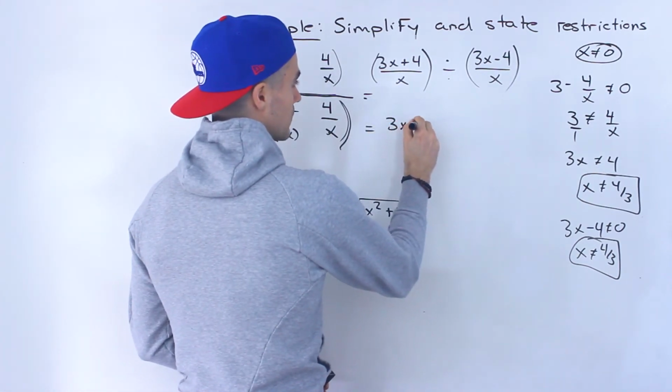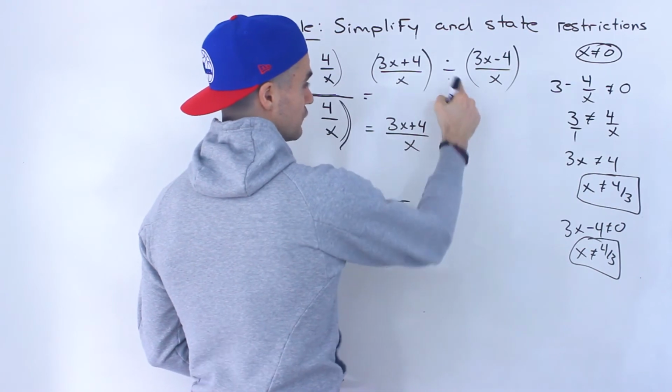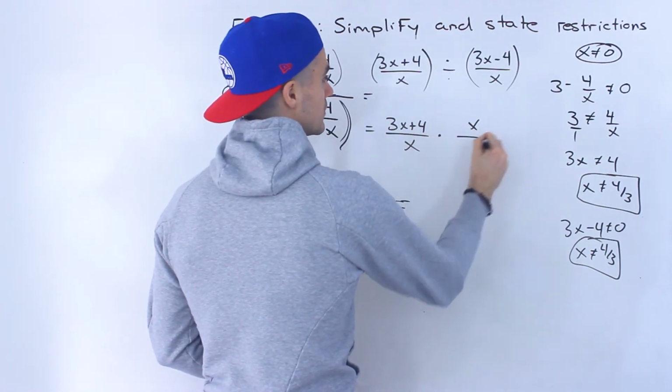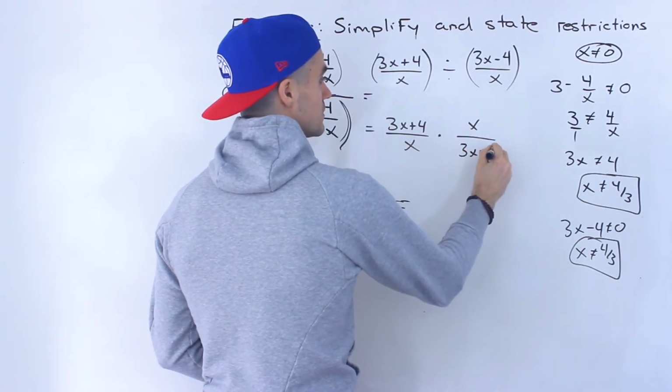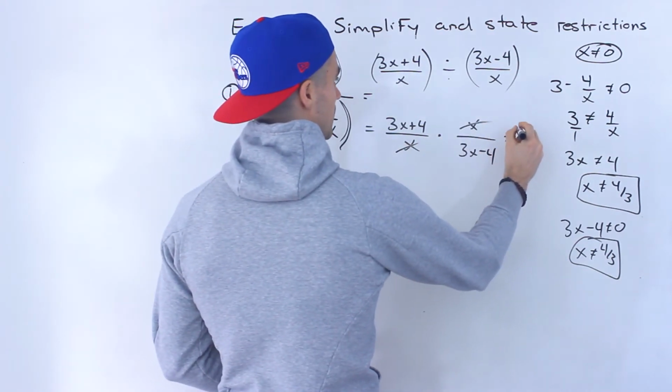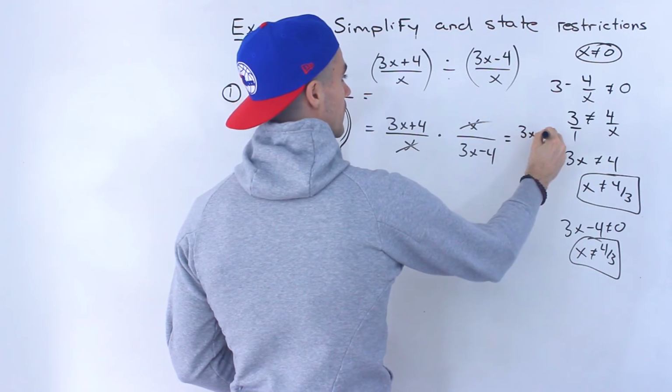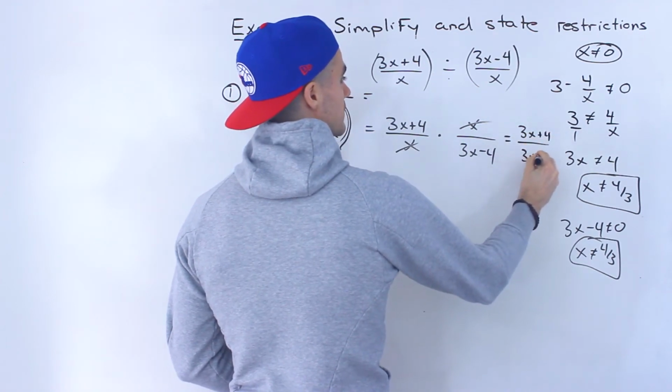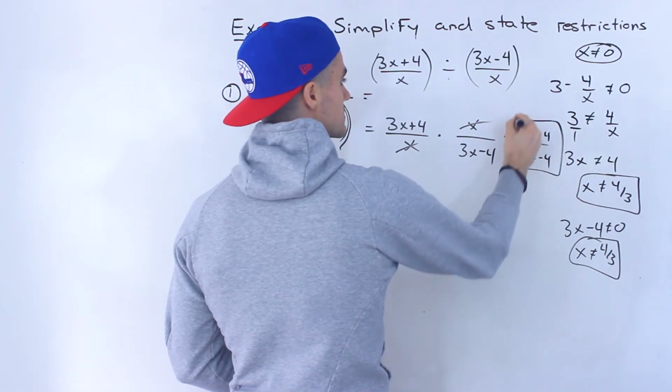So basically we'll have 3x plus 4 over x. We flip this and change it to multiplication. Notice the x's cancel out. And so we end up with 3x plus 4 over 3x minus 4. That's the final answer.